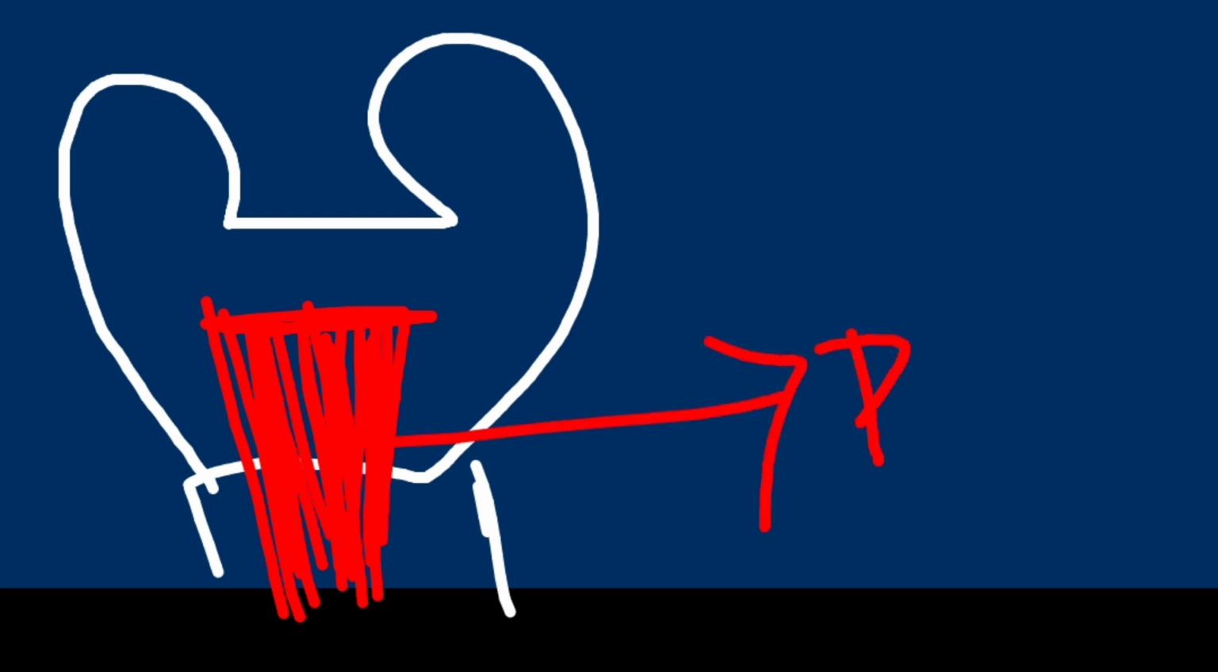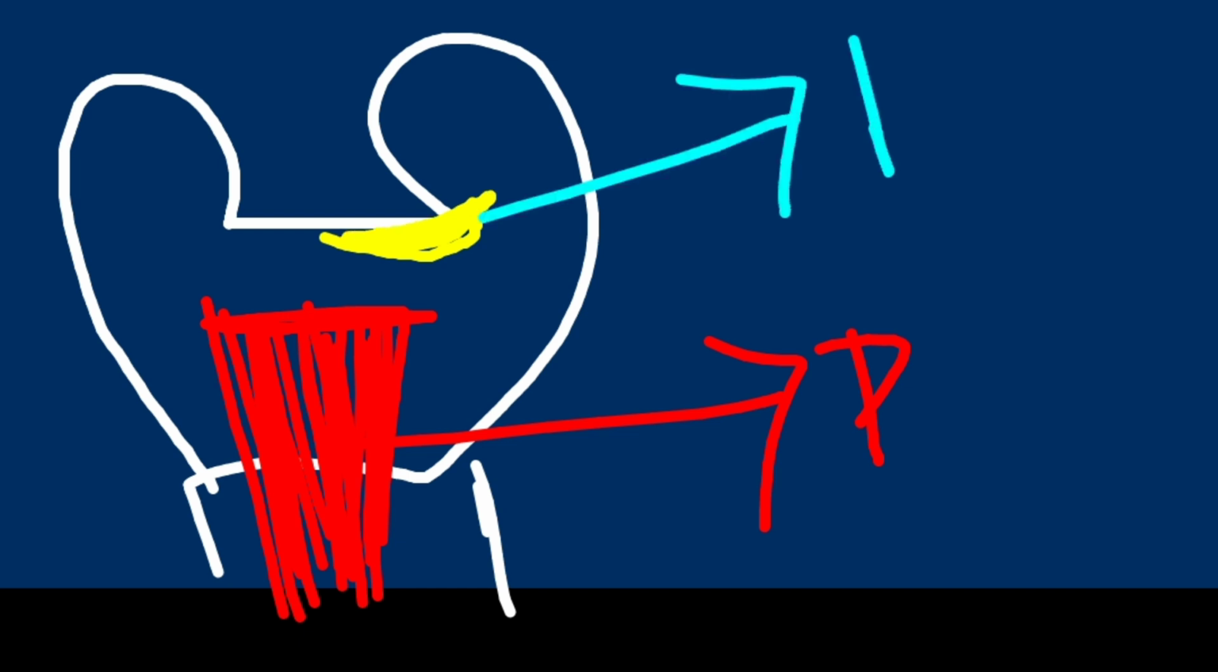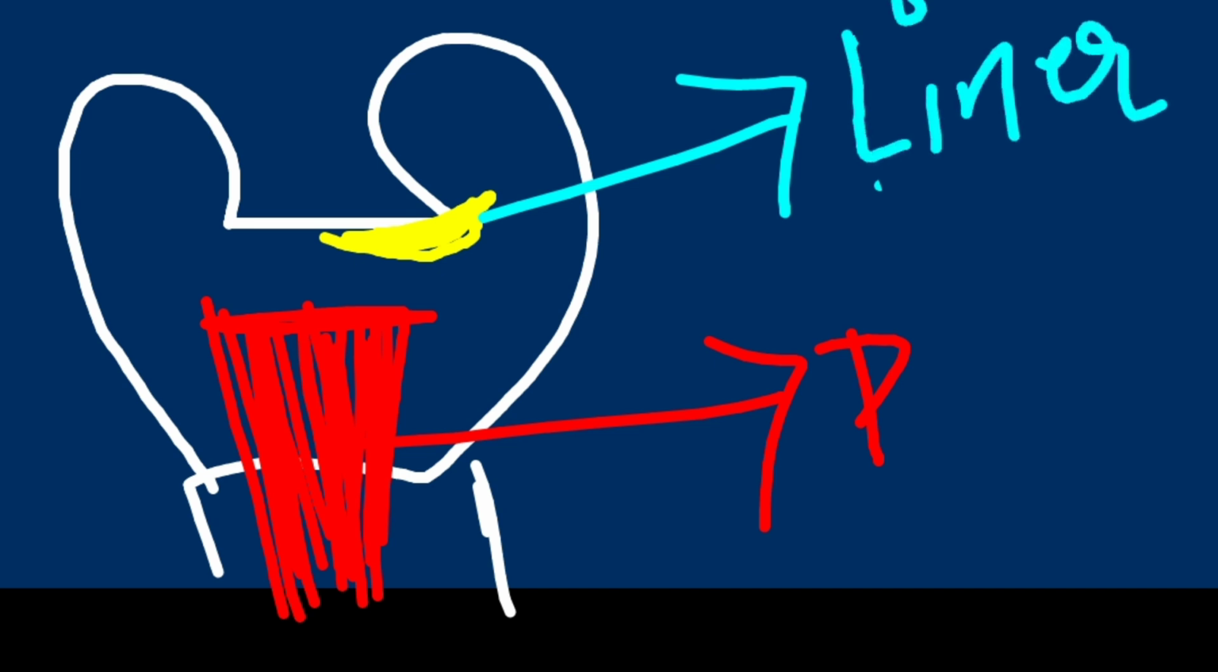So what happens here? I am making a diagram of the tooth. This red color is our pulp and we apply here, this yellow color is our liner. When we apply this calcium hydroxide as a liner on the cavity preparation, it absorbs some amount of water. It absorbs it from the dentinal tubules, or from the moisture present in our teeth.